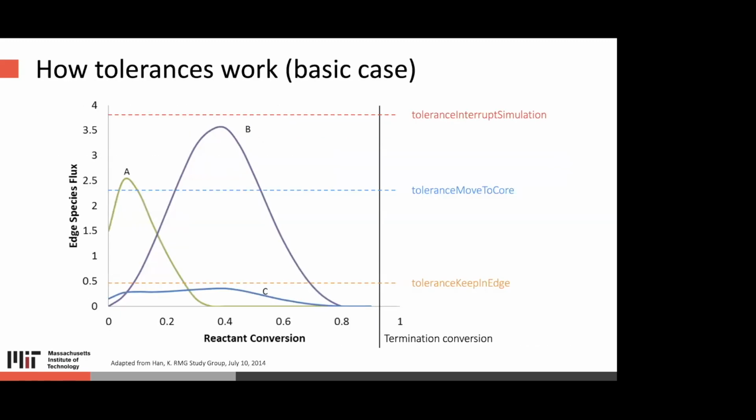Okay. Yeah, so there's another parameter called species, number of species per iteration. If you change it to 5, that means every simulation you will move the 5 highest flux species from edge to core.